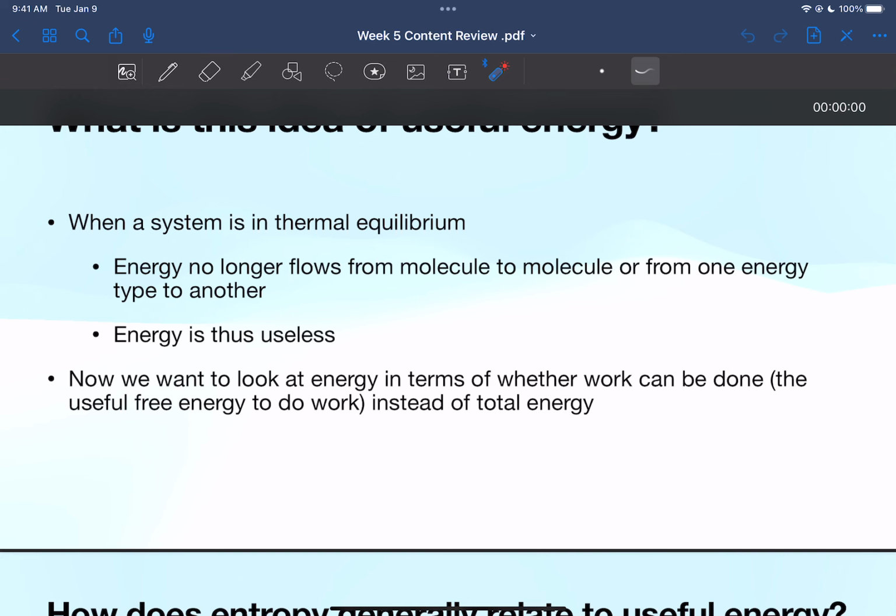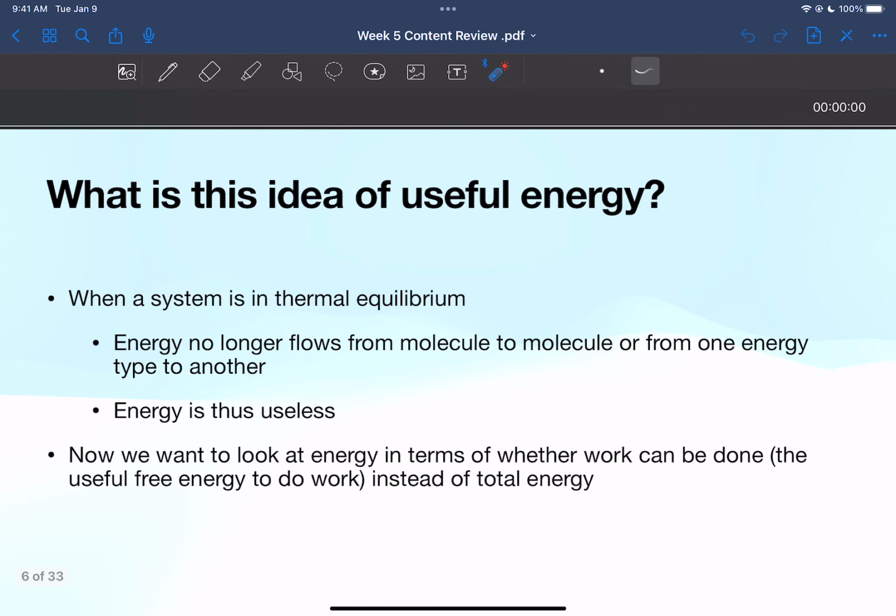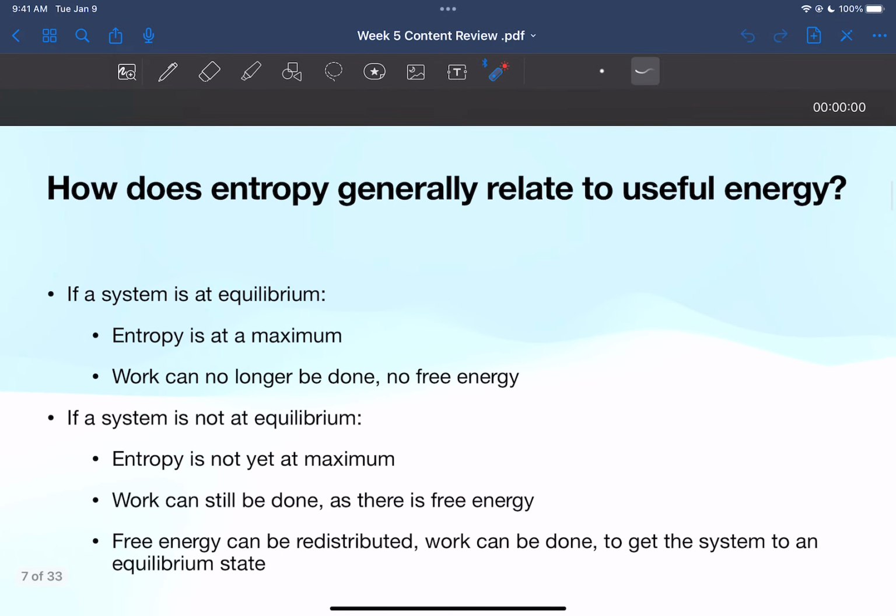Instead of that useless energy that can't do work for us, we want to look at the quote unquote useful free energy. That's why they call it free energy. It's free to do work for us. So we're not going to focus too much more on internal energy at this point. We're going to look at things relating to free energy, the energy available that's free to do work, rather than just looking at the total energy.